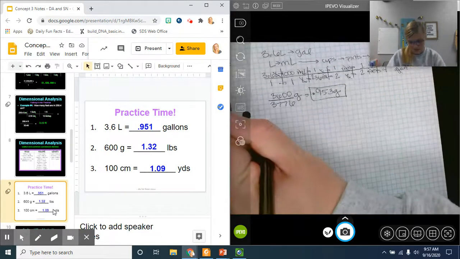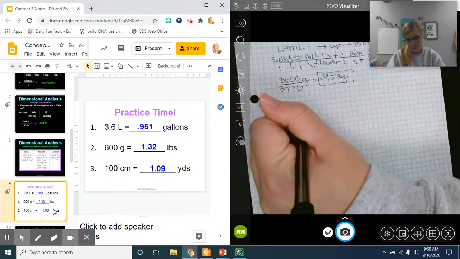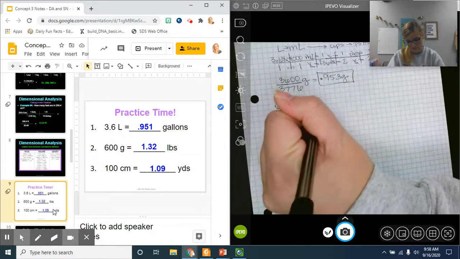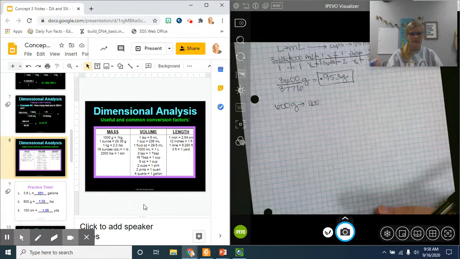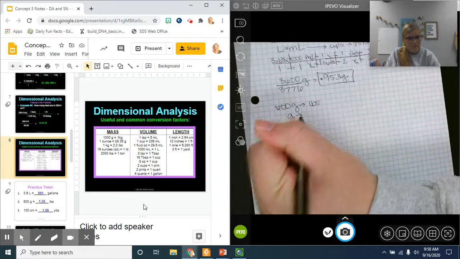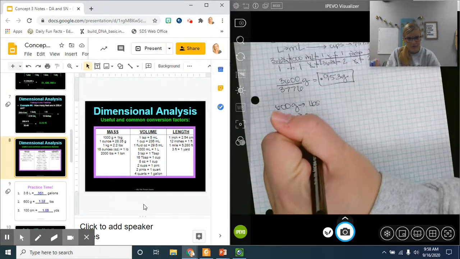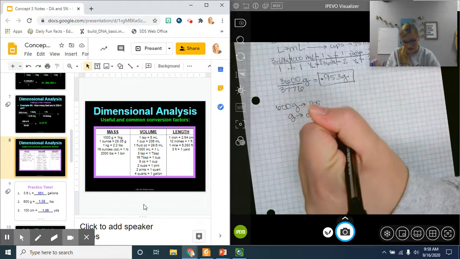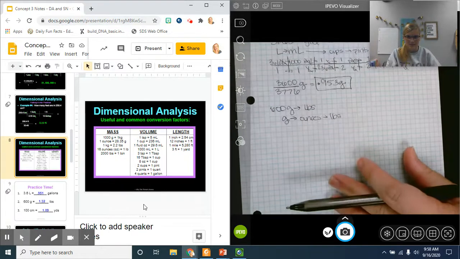Now let's do number 2. So we've got 600 grams, and we want to get that to pounds. So I'm going to look at my chart. And grams and pounds are both over in the mass category. So I'm going to be looking over there to see what I can do. So I'm going to go from grams. I can either go to kilograms or to ounces. But it looks like my ounces converts into pounds. So I'm going to go to ounces to pounds. A much shorter conversion than our 6 steps up there.